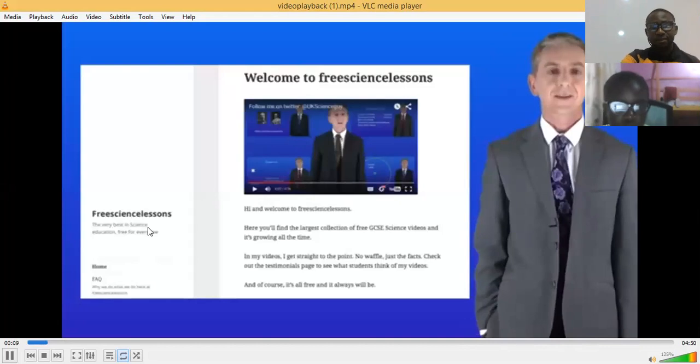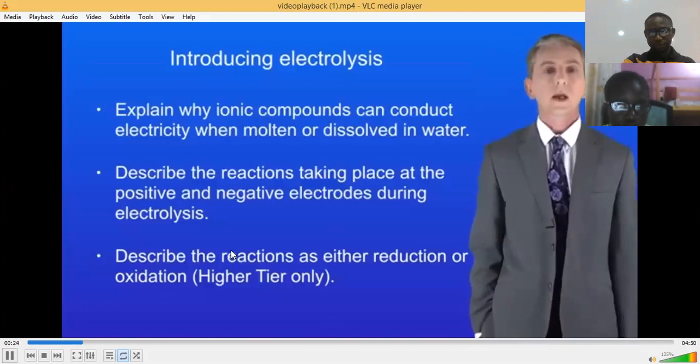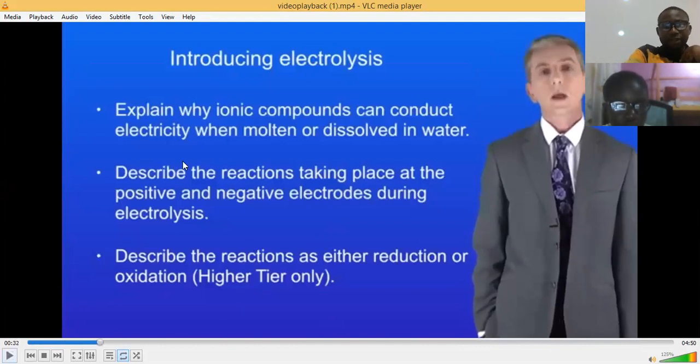Ionic compounds can conduct electricity when molten or dissolved in water. You should then be able to describe the reactions taking place at the positive and negative electrodes during electrolysis. And finally, you should be able to describe the reactions as either reduction or oxidation. That's for higher tier students only. Okay, at the end of this class, that's this video.